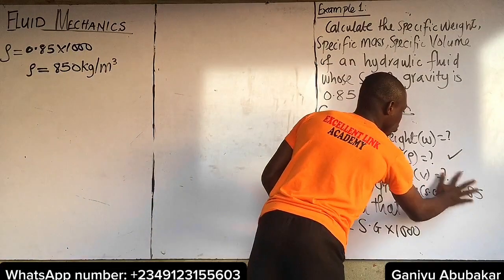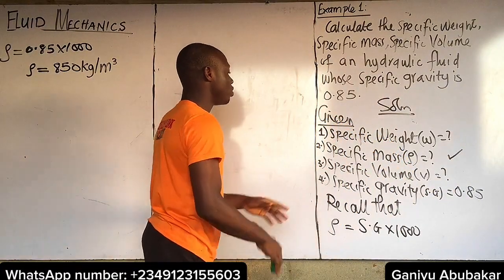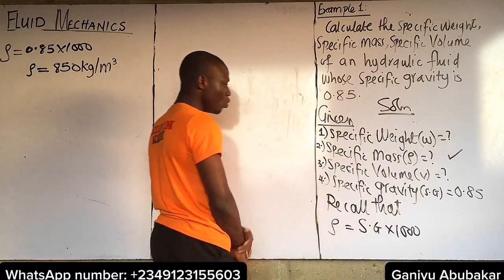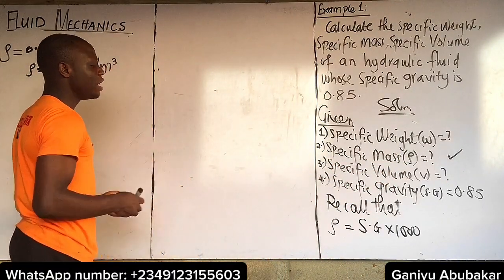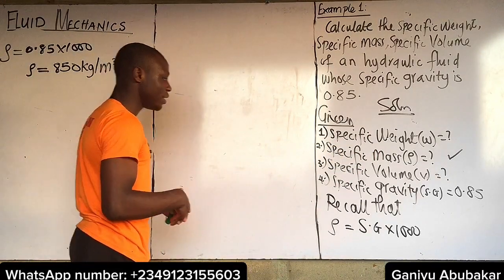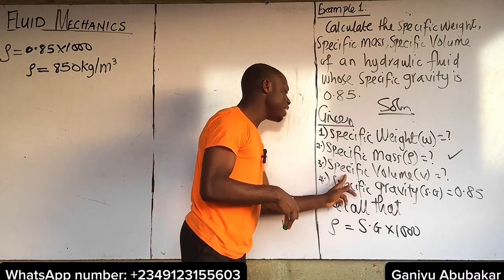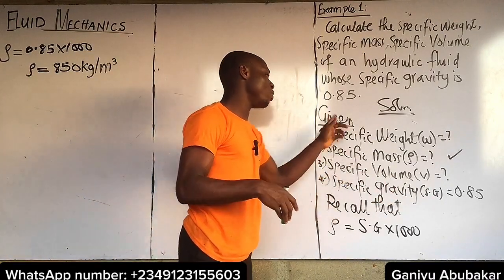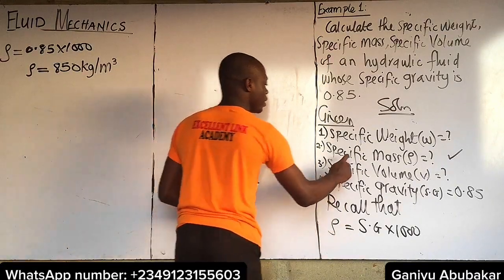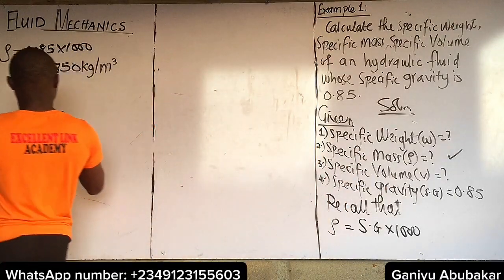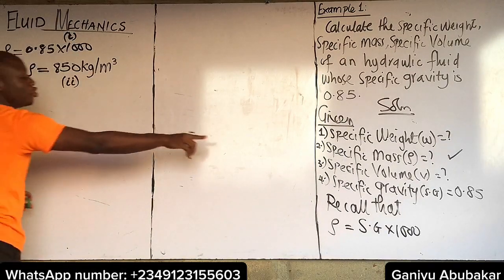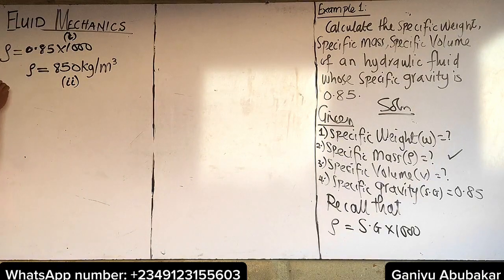Next task now is to observe that I'm left with specific weight and I'm also left with specific volume. Which one should I go for first? If I want to look for specific weight, I can simply look for that. But observe that I can easily look for specific volume first before I look for specific weight. Why? Let's say specific mass is question I. Question II now, let's dive into specific volume.